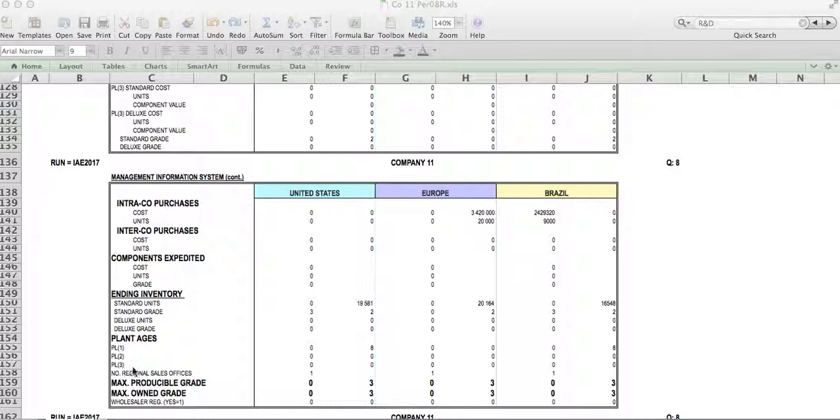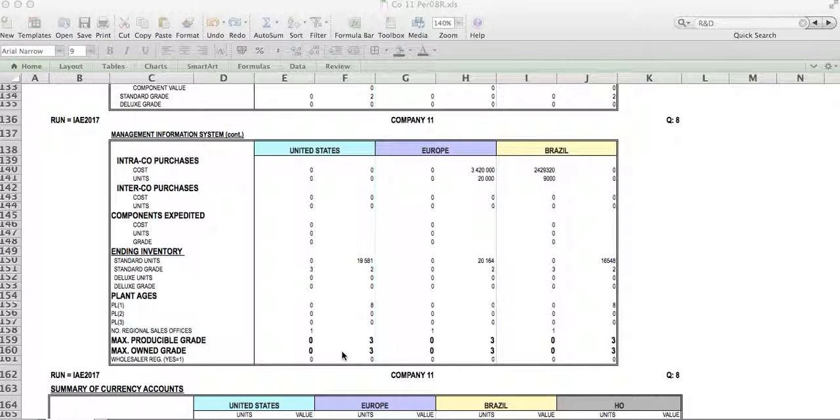Then we have information about their plants. So plant 1, plant 2, plant 3 by area. What we discover is they have only one plant in the US, and it's a PC plant which is 8 quarters old. And they have also a PC plant in Brazil which is 8 quarters old. And that tends to be old, and that would be, for instance, the case when you need to make process improvement in the F2 form.